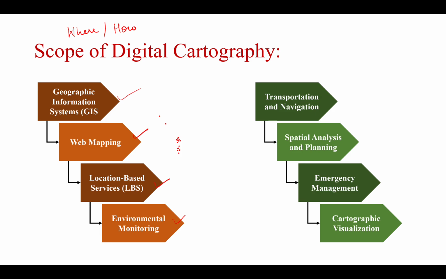Another thing you will see is that whenever they show the news with the weather channel, they are showing you the wind patterns. They'll be showing, for example, if there's a cyclone, which direction it is moving in, etc. So all of that comes under environmental monitoring. We can track deforestation, land use changes, natural disasters using environmental monitoring.